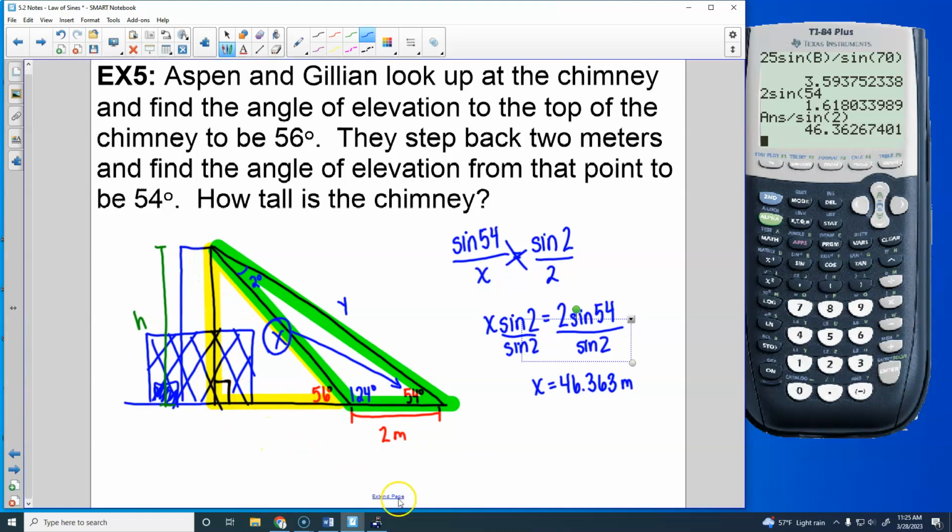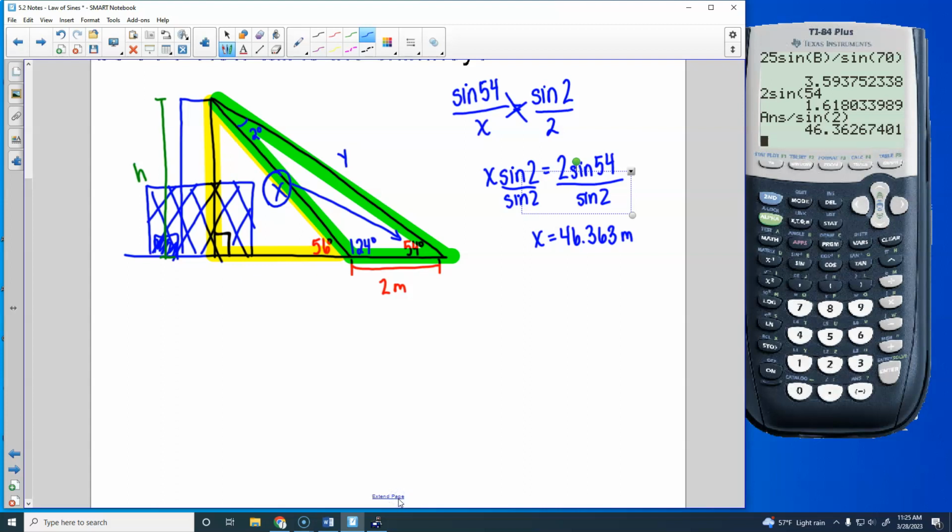This is a right triangle, so we can use regular trig for it. We do not have to use law of sines. Since it is a right triangle, H would be my opposite side, and X that I just found right here would be my hypotenuse. And I would be using 56 as the angle, because that's the angle in our triangle. So opposite and hypotenuse is sine. I would do sine of 56 equals opposite over hypotenuse, so H over the X that I just found, 46.363.